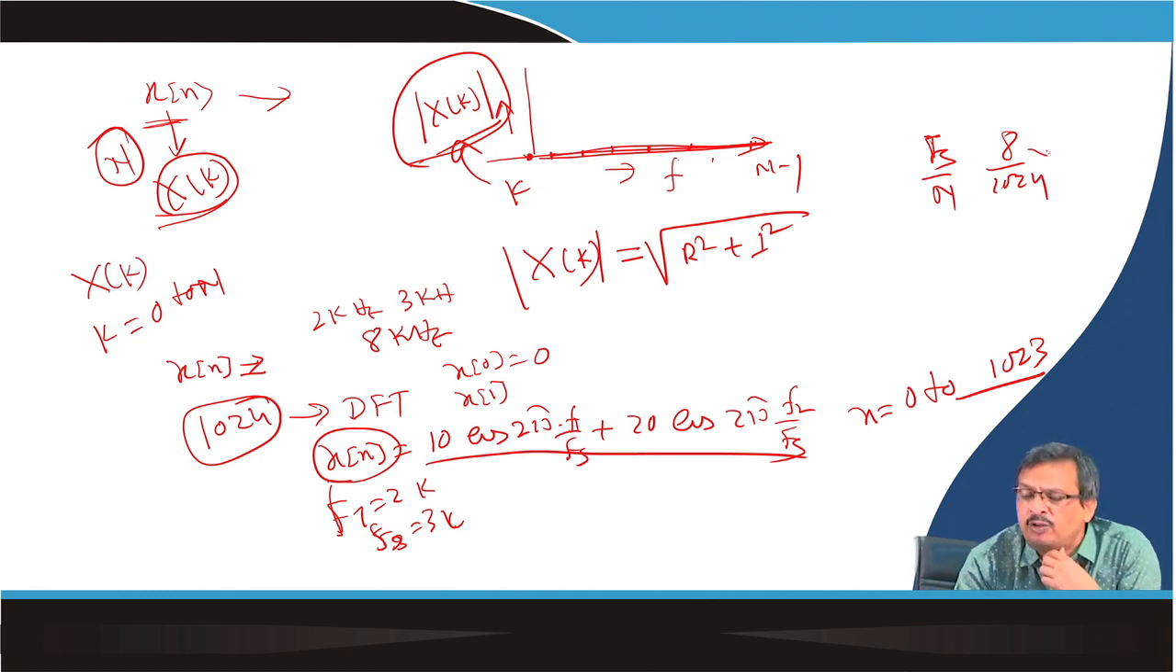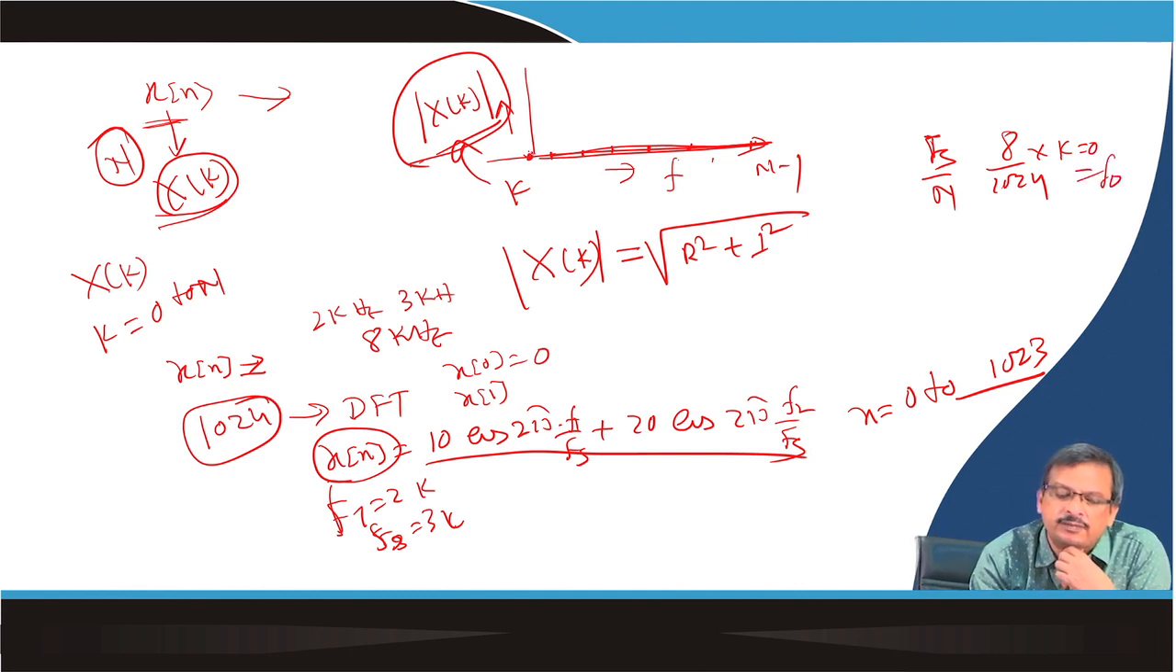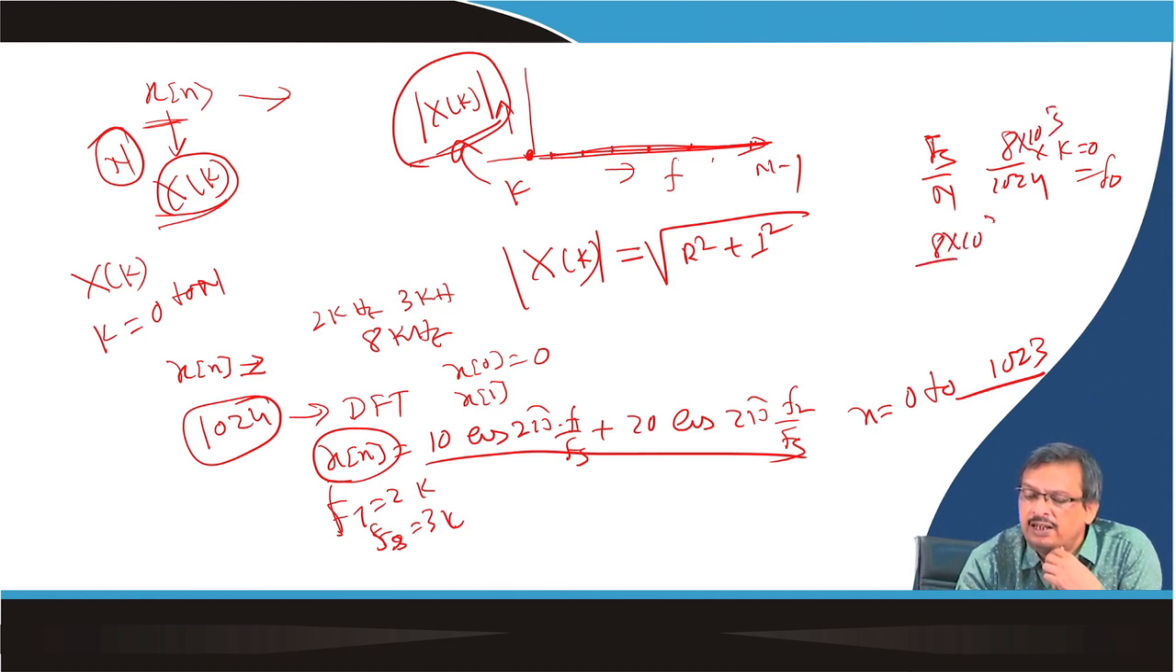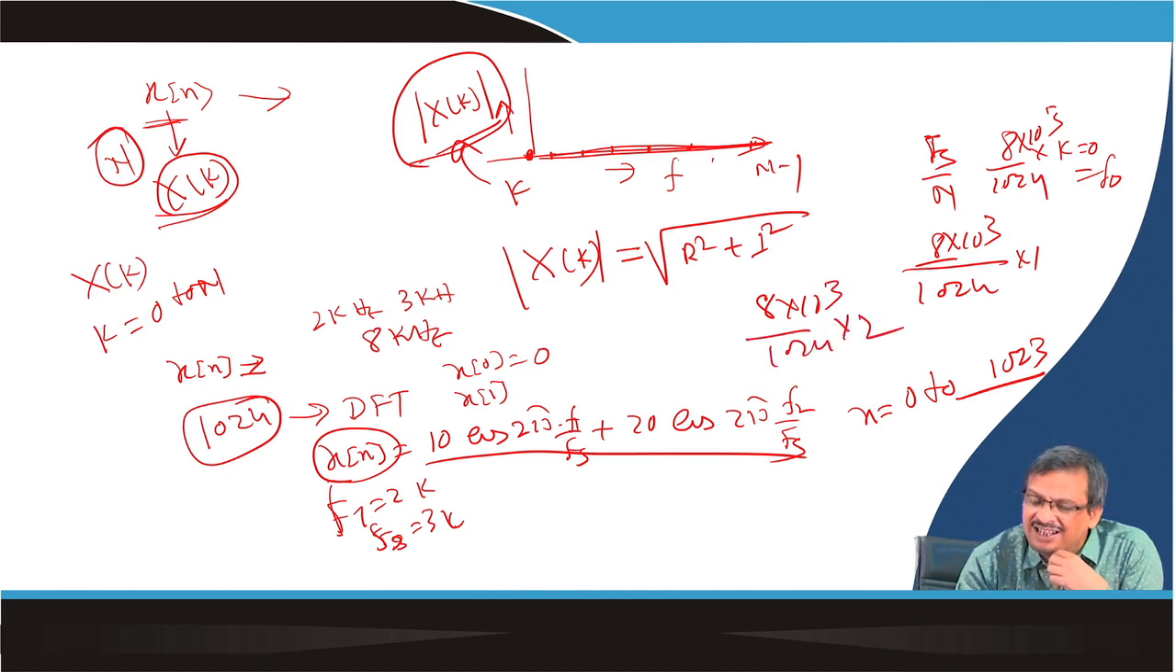When I multiply it with k equal to 0, it gives me f0, the first frequency. The second frequency is 8 into 10 to the power 3 divided by 1024, into 1. The third is 8 into 10 to the power 3 divided by 1024, into 2. Let us say it is approximately 8 hertz. So, the first component is 0 hertz, the second component is 8 hertz, the third component is 16 hertz. Like that way I will get.